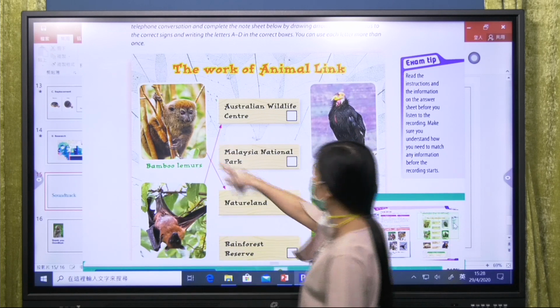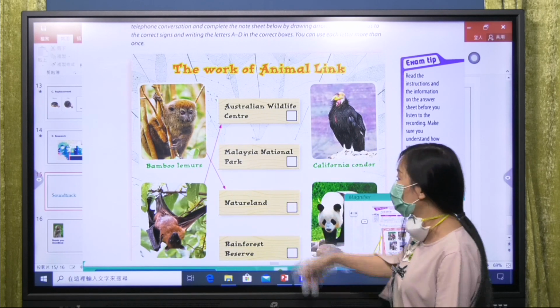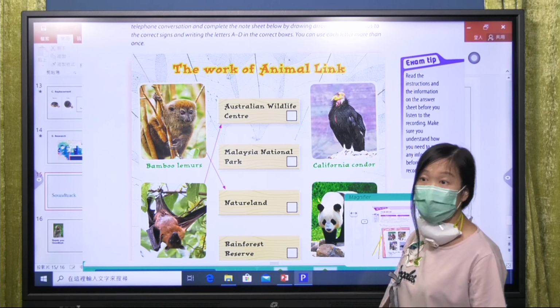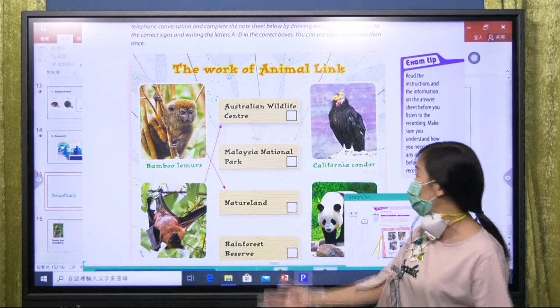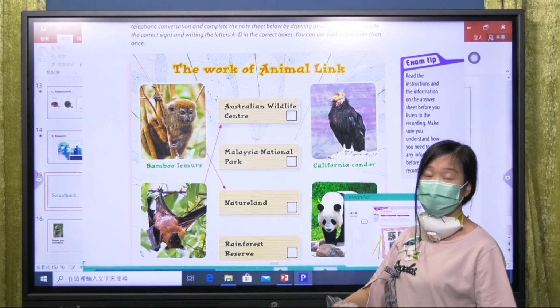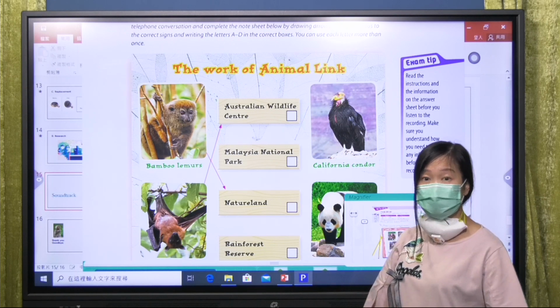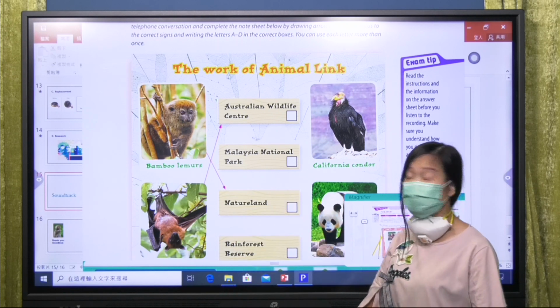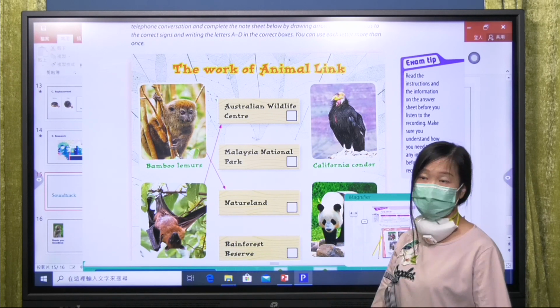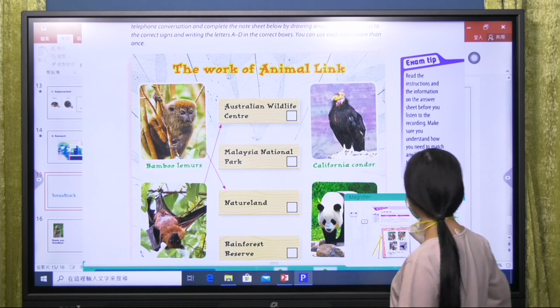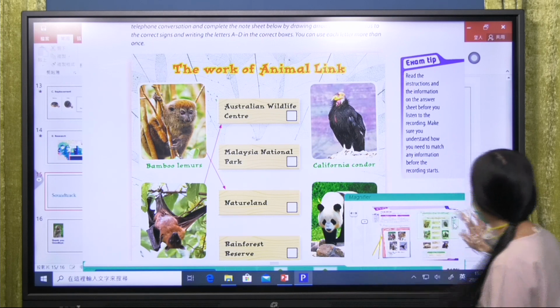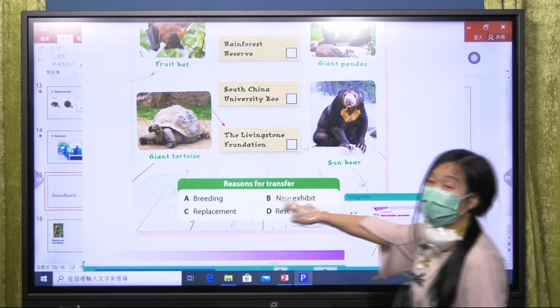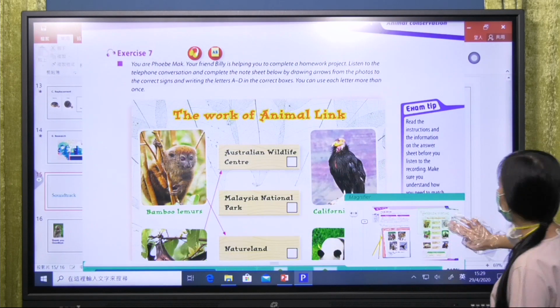So the bamboo lemurs, we go to the nature land. Why? Because the nature land has a lot of lemurs already, but they don't have bamboo lemurs. That's why they want it to be a new exhibit. A new exhibit. What is it? New exhibit. B. So you need to write B here.